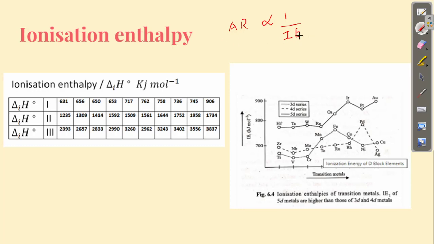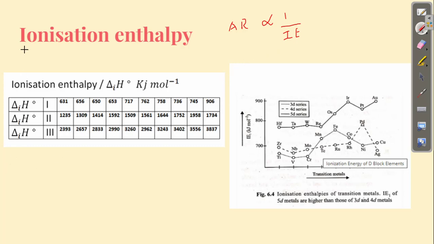Now it has an inverse relation with the atomic radii. As atomic radii increases, the ionization enthalpy decreases. Why? As atomic radius increases, the effective nuclear charge will be very less, and therefore the energy needed to pull the outermost electron will be less, and therefore ionization enthalpy will be less. Okay, when it is a small atomic radius element, the energy required to pull the outermost electron should be more. So accordingly it has an inverse relation.